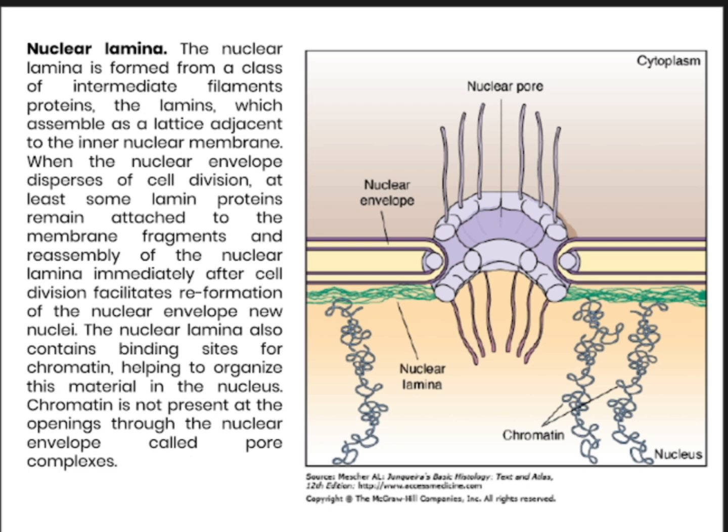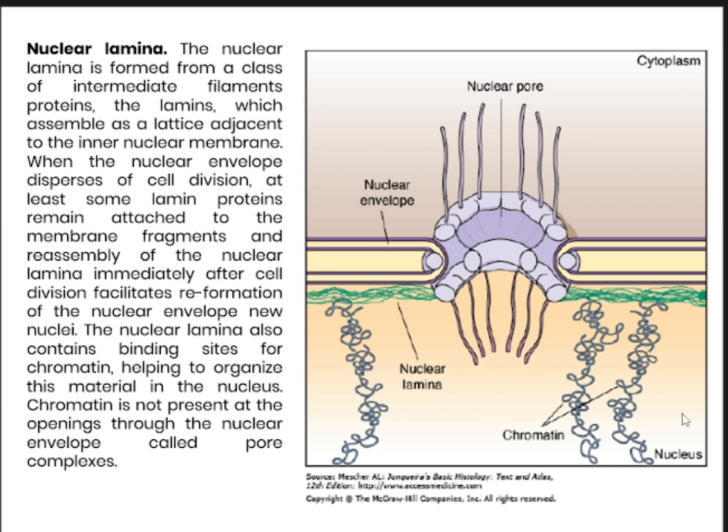During cell division, the nuclear envelope would disperse, but some of the lamin proteins remain attached to the membrane fragments. The reassembly of the nuclear lamina immediately after cell division aids in the reformation of the nuclear envelope in new nuclei. The nuclear lamina contains binding sites for chromatin, which helps to organize the chromatin material within the nucleus. Please take note that chromatin is not present at the openings of the nuclear envelope, known as pore complexes.